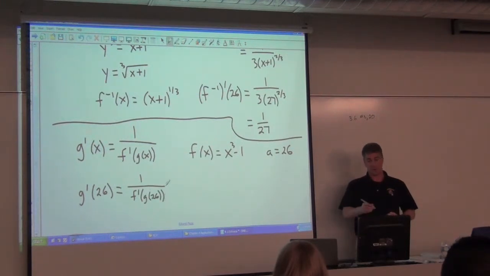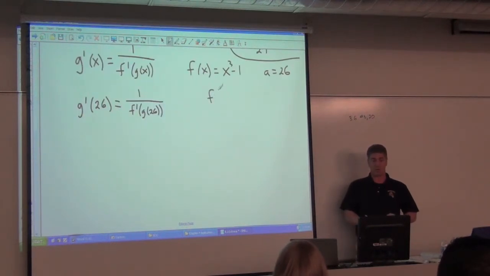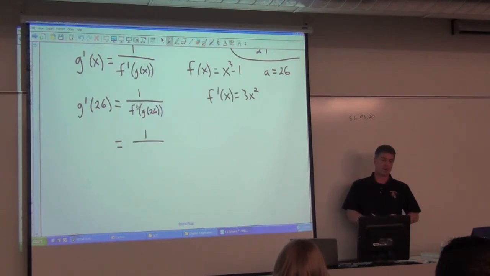So you're actually using, in a way, the formula, but you're doing it a different way. And you're saying you take the derivative here, right? You get 3x squared. Okay, now to do this, we have to find the derivative of the function at g of 26. This is backwards. This 26 is really the y in the original function, right? So we have to find out what x is.